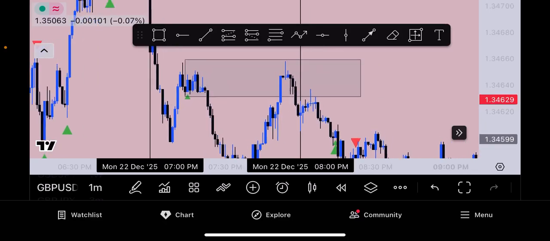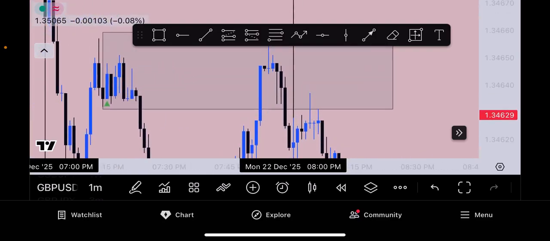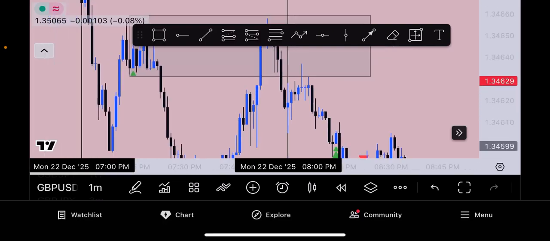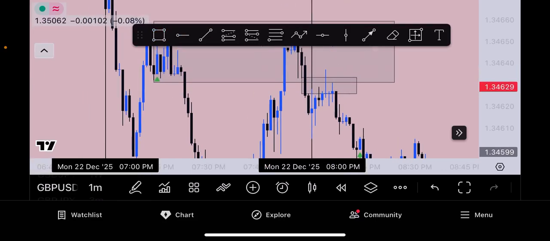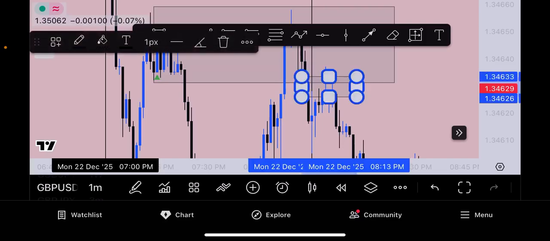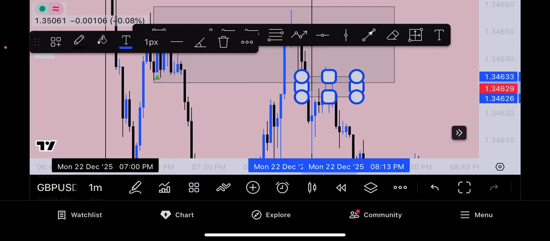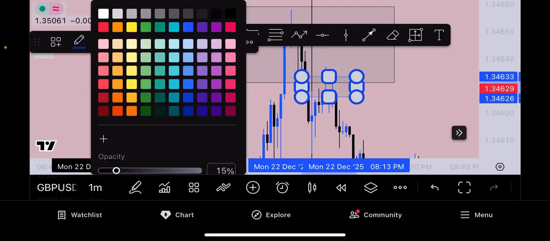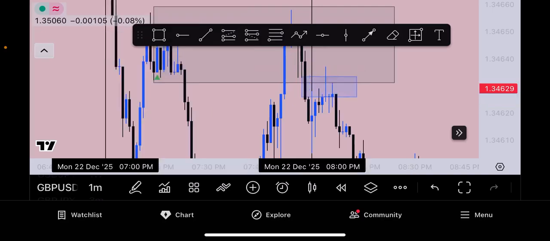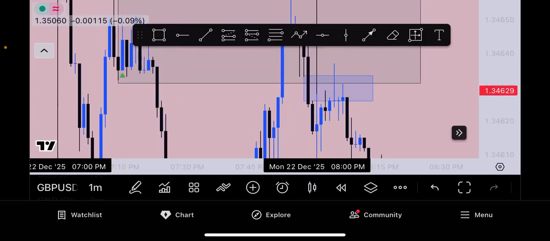Okay, so after that candle, the next thing you do is find your fair value gap, which is this right here. Starting from here, this is our fair value gap. So let me change the color to blue. Okay, so this is going to be our entry area.